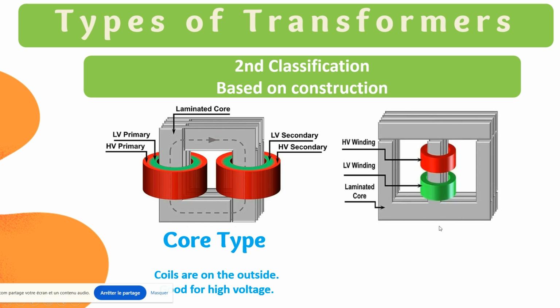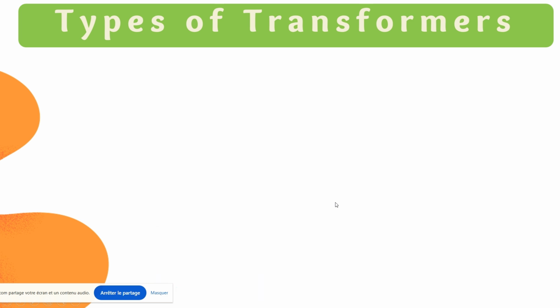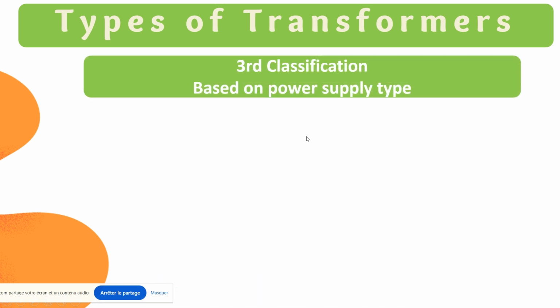The second type is called the shell type. Okay, and the coils are inside the core. D'accord, on a le corps, le corps, and they are inside the core. Okay. The first one is used for high voltage in general, yeah, and the second is used for low voltage. So, and there is another classification which is based on power supply type.